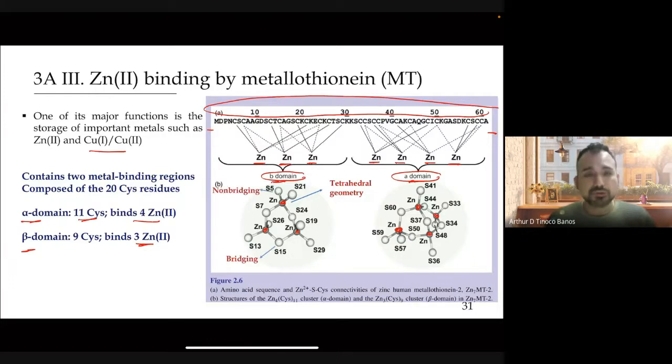Another important observation is that some of these sulfurs that are coming from the cysteines are bridging sulfurs. And what does that mean, a bridge? Well, for instance, this one right here is serving as a bridge between 2 different zincs. And some of the sulfurs from the cysteines are not serving as any bridge at all, so they're non-bridging. All right, so there are a number of different features here that help us understand how this pretty simple protein can play a really important role in stabilizing zinc and serving as a storage of the metal. All right, let's move on.